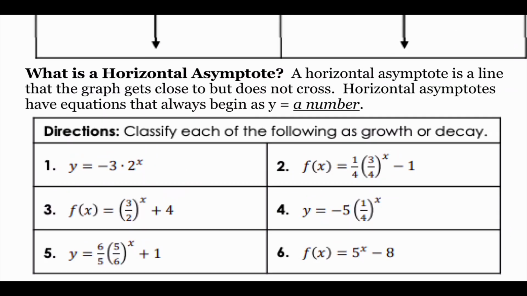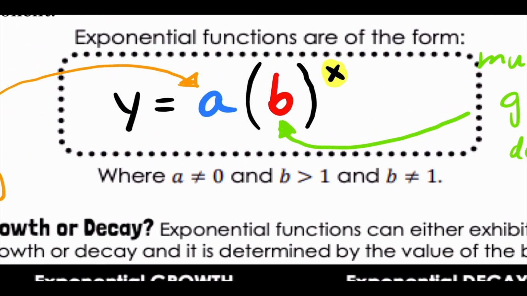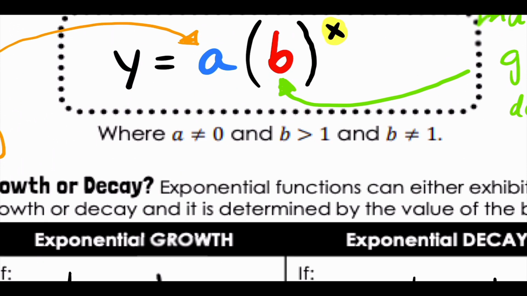So how do we identify b? Well, go back up. What is b attached to? B is always going to be attached to the x, right? The x in the sky. It's always going to be attached to the x in the sky. That's how you tell what b is.